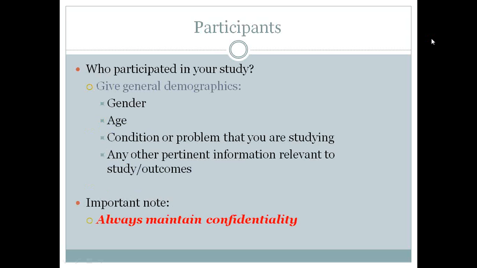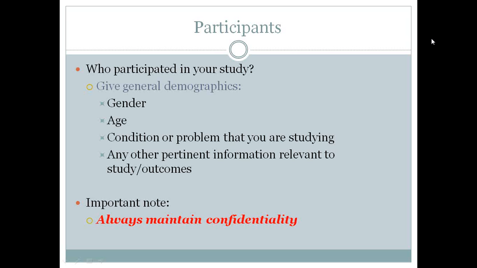So when we talk about participants, you want to know who participated. Either a study or, if it's a case report, maybe you're working in your office on a specific problem. So what's the gender? What's the age of the person? You want to give information about the problem that you're looking at. What's their diagnosis? Who diagnosed them? What are their symptoms? Have they had any other treatments to date? And you also want any other pertinent information that might influence the study or the outcomes.